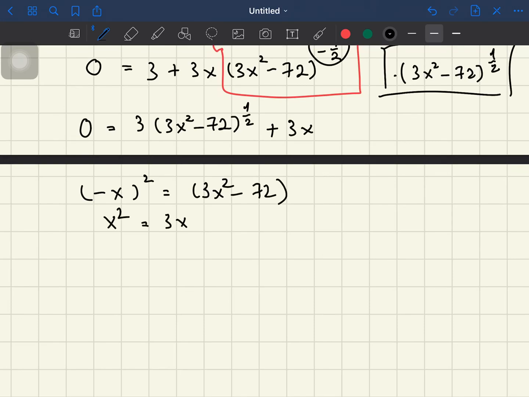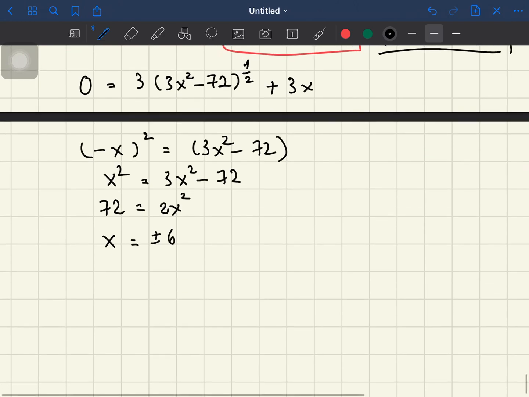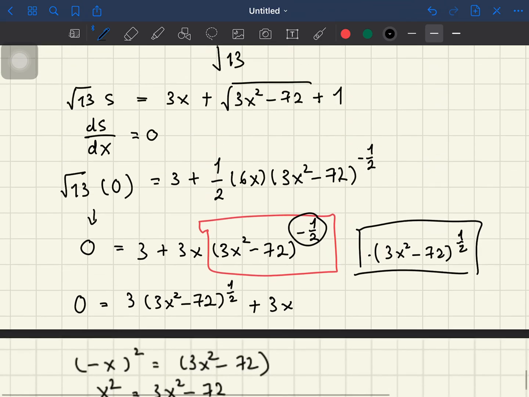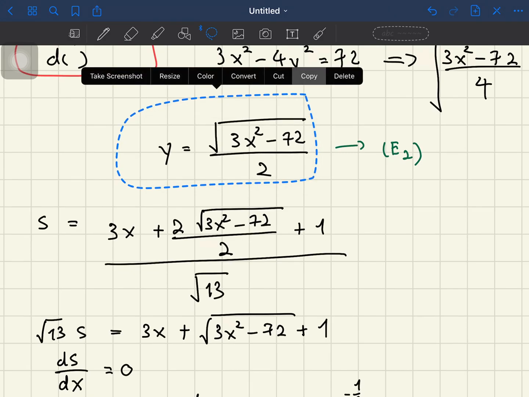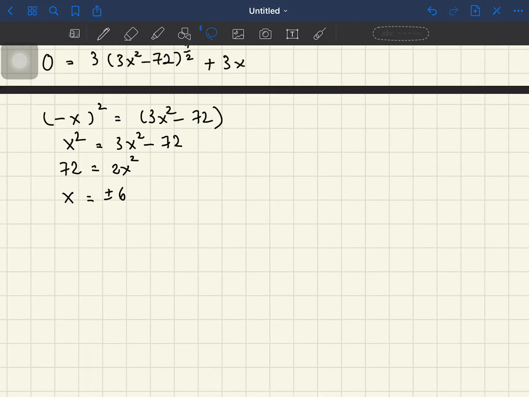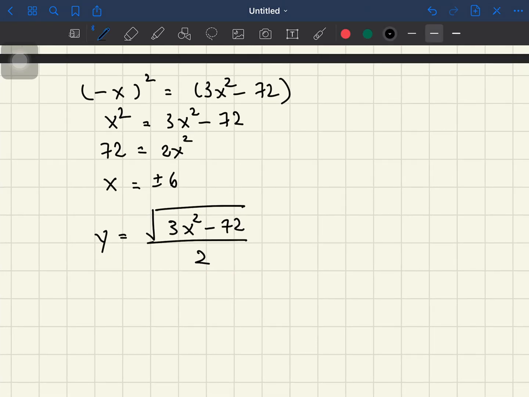So we can get here 3x squared minus 72 equals 2x squared, and then x squared, well, x, I mean, equals plus minus 6. So you can substitute that into the curve equation, which is this one. Okay, I'm going to copy it down here. So recall, we have equation 2, which relates x with y. So we can substitute one of the values.